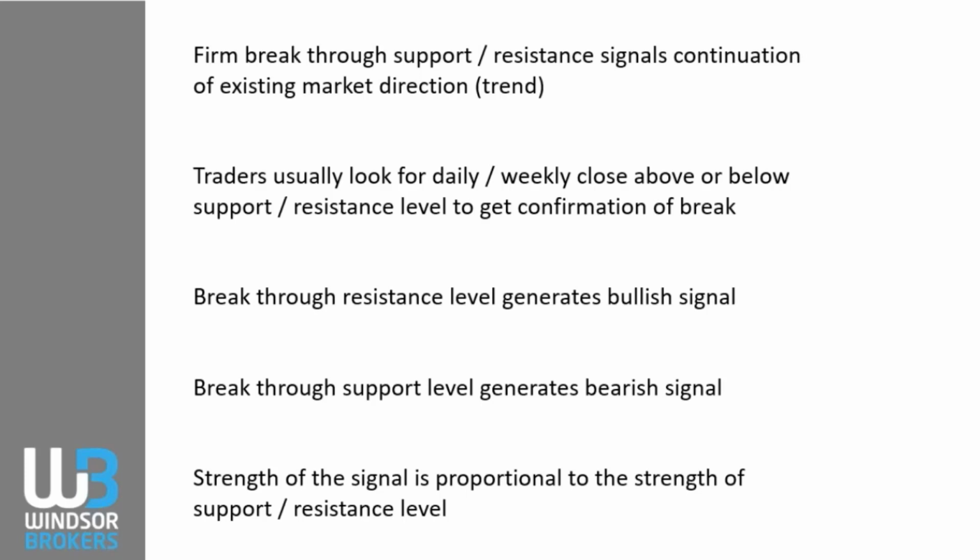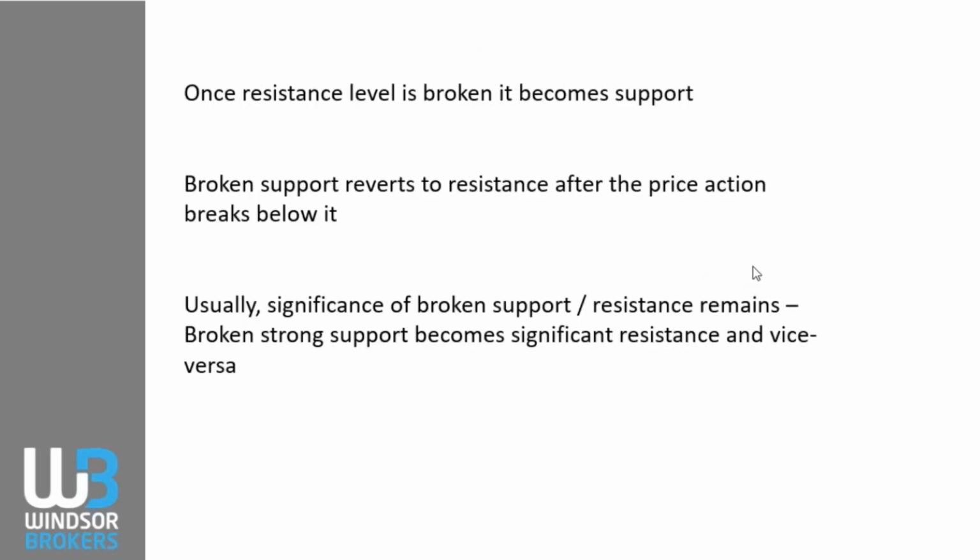On the other side, a breakthrough of a support level generates a bearish signal. So we have again the same story. Once a good support level is broken, we get a bearish signal, and again, the strength of this bearish signal depends on the strength of the support or resistance level. Basically, it's proportional. So stronger support or resistance means also a stronger signal in a certain direction.